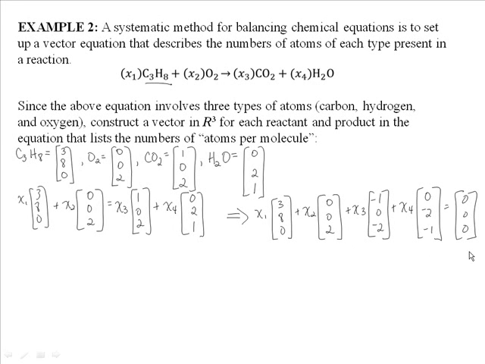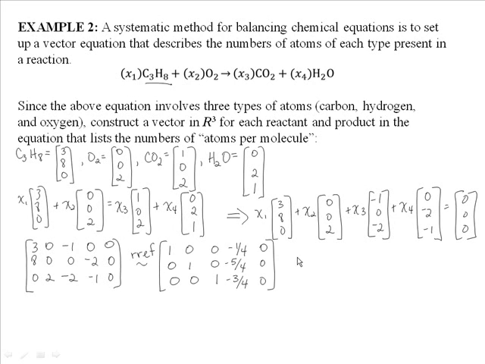So now we can take this vector equation and make it into an augmented matrix, and we can row reduce this to get the following. So we see here then that x4 is free, and we end up with the following set of solutions. x1 would be 1/4 x4, x2 would be 5/4 x4, x3 would be 3/4 x4, and then x4 is free.